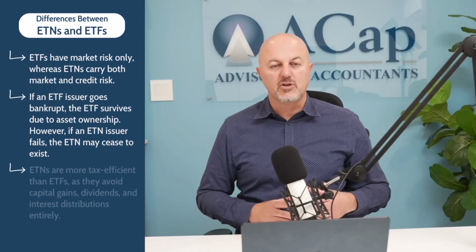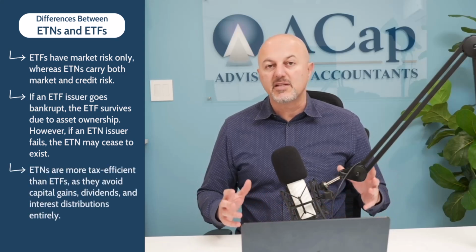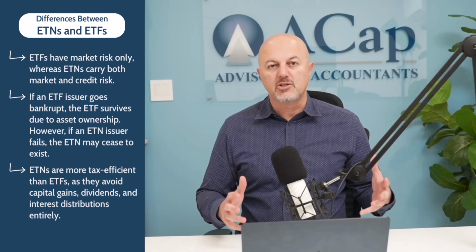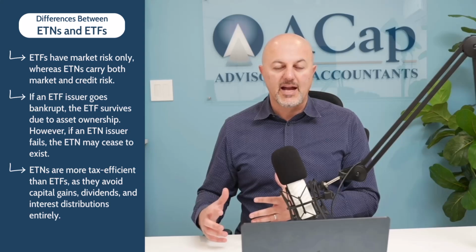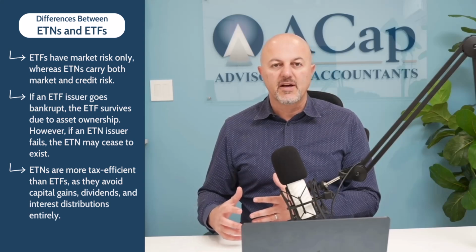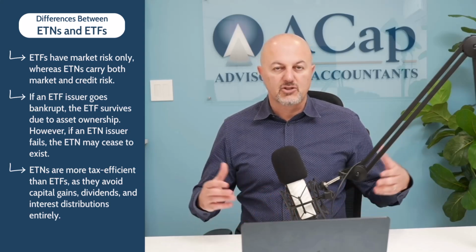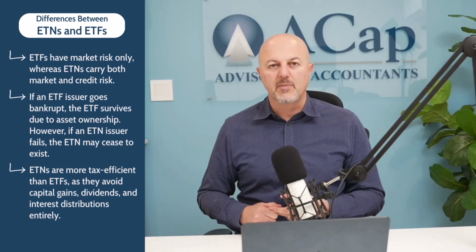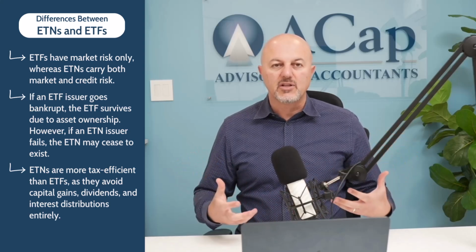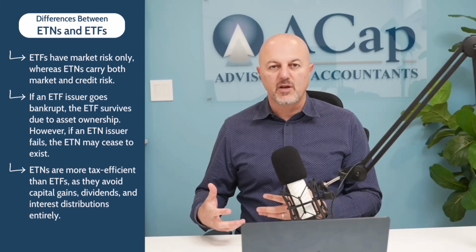Another key difference is tax efficiency. Now, ETFs are known to be very tax efficient because they don't provide capital gains distributions. But an exchange traded note is even more tax efficient than an exchange traded fund because not only does it not do capital gains distributions, but it also does not issue any dividends or interest payments. All that is factored into the performance of the exchange traded note. So the exchange traded note is very tax efficient relative to an exchange traded fund.